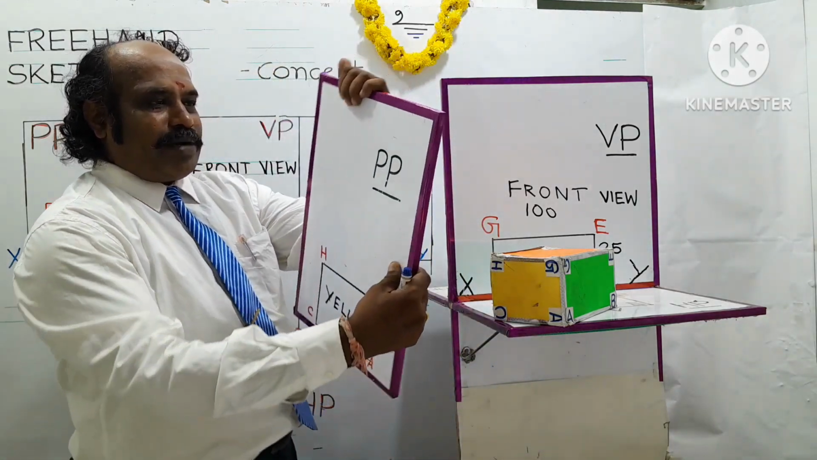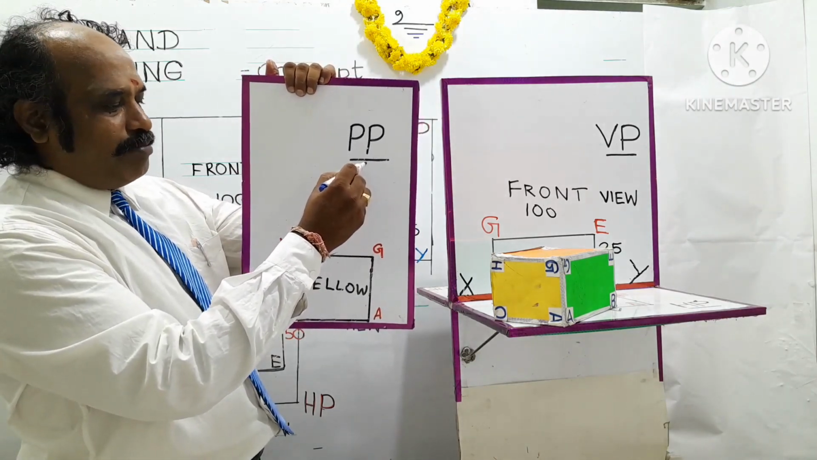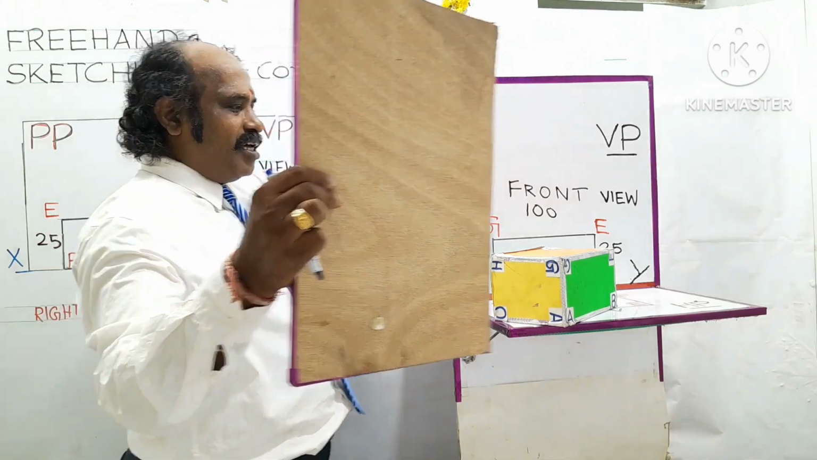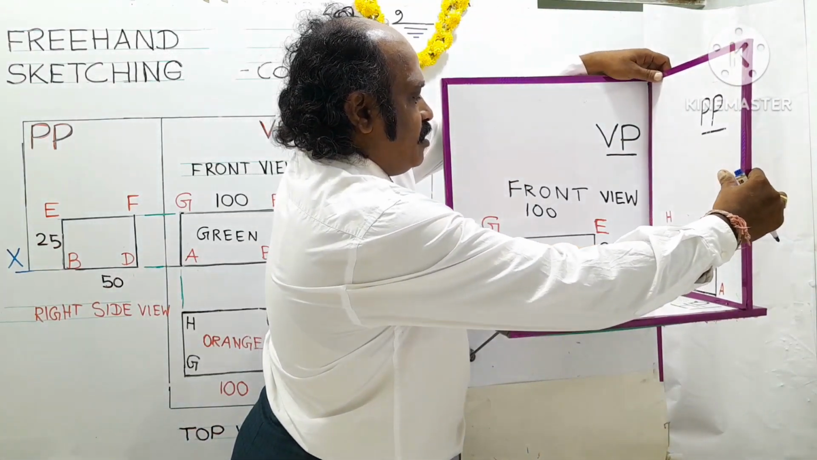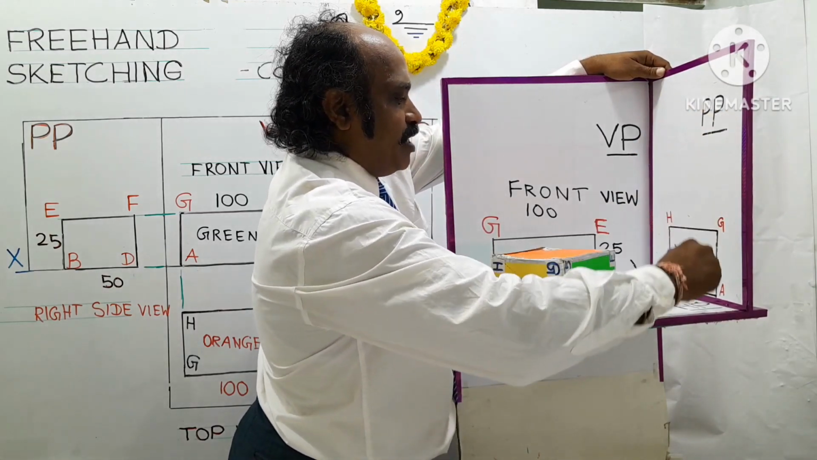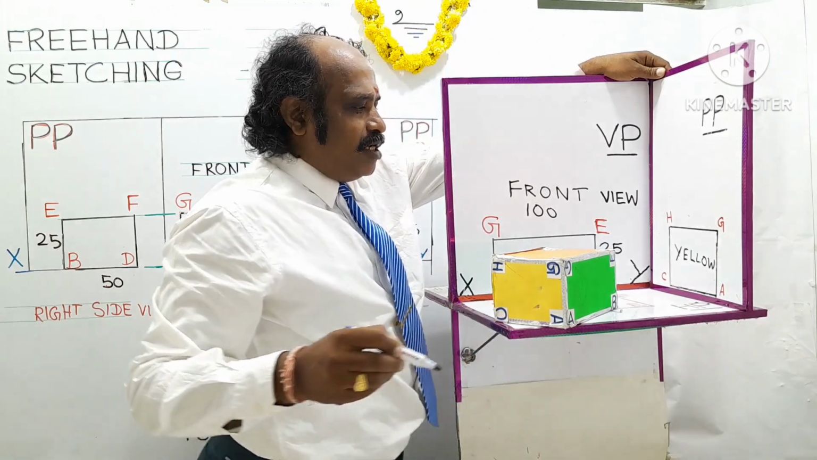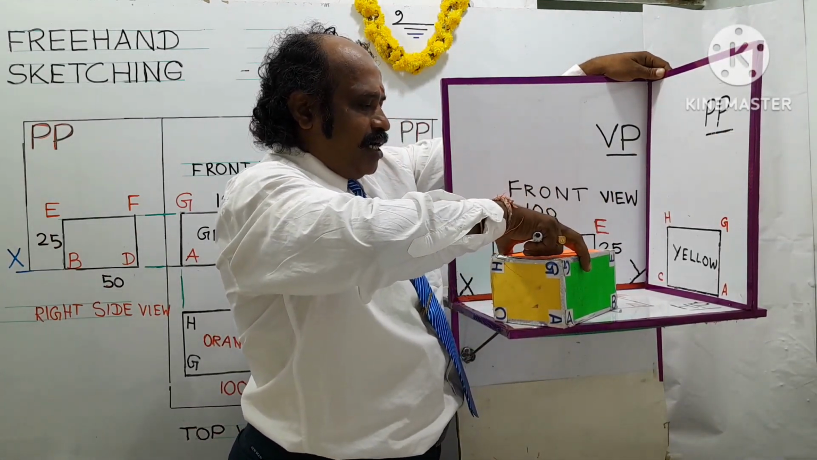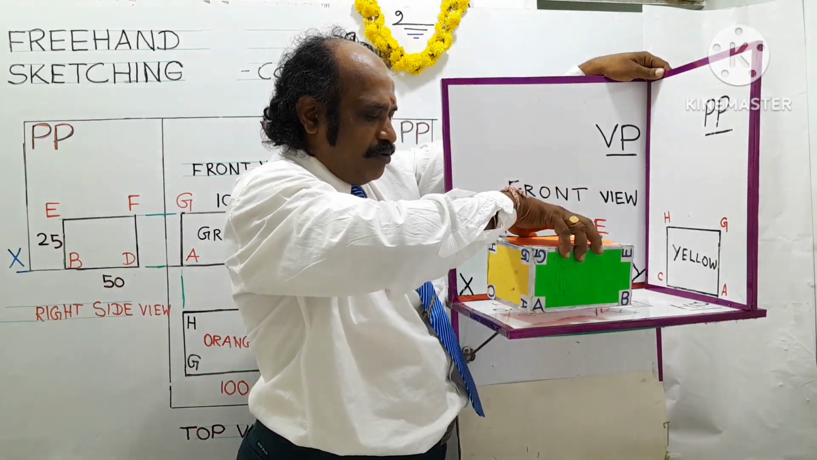Consider this is one more plane I have taken, called PP. PP stands for profile plane. And I'm going to place this profile plane on the right side of the object. Now it is placed perpendicular to HP, also perpendicular to VP. Like this, you have to assume it to be placed. Okay. Right. So after placing the profile plane, I turn the object so that you can understand the concept, how the side view is obtained.